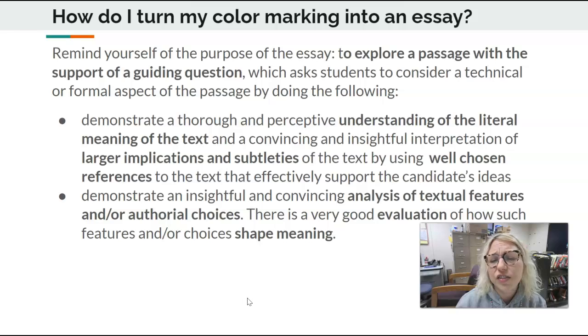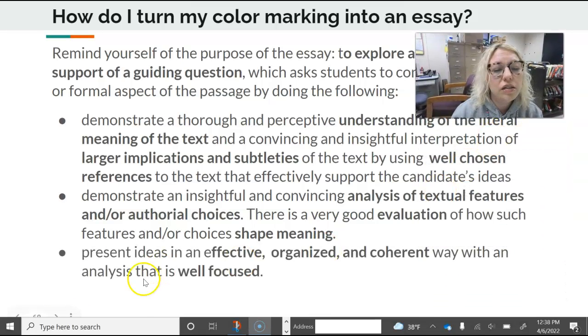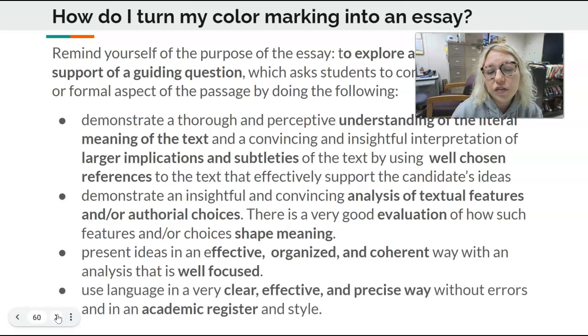B, demonstrate an insightful and convincing analysis of textual features and or authorial choices. There is a very good evaluation of how such features and or choices shape meaning. The next thing they're looking for is that you present your ideas in an effective, organized, and coherent way with an analysis that is well-focused. And the last thing they're looking for is your use of language, that it's clear, effective, precise, no errors, and it's in an academic register. So knowing all of these things, we have to take the color marking and turn it into an essay.